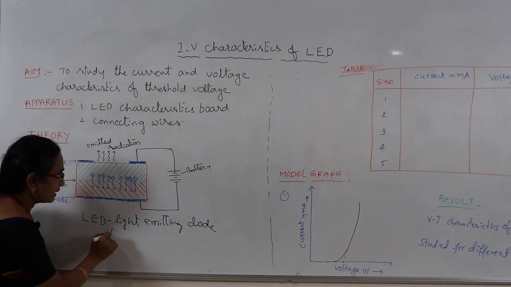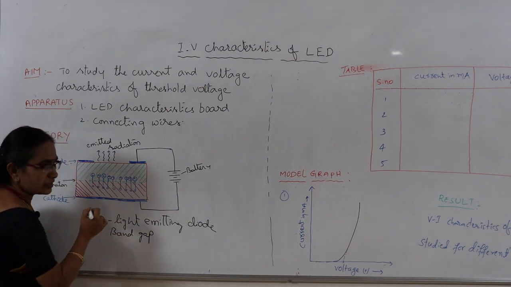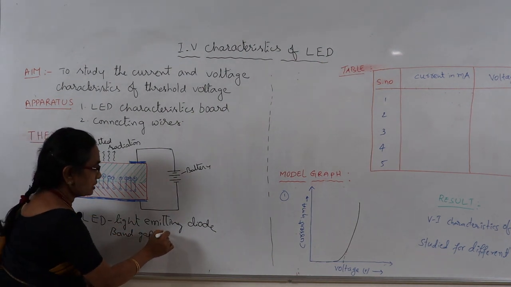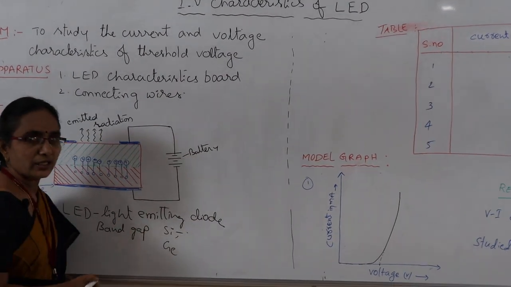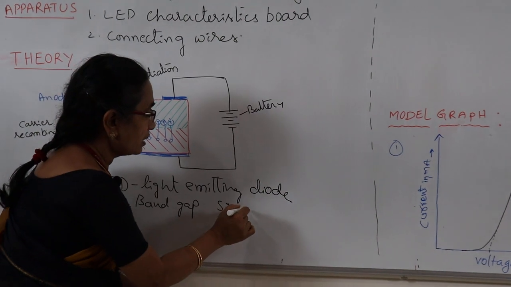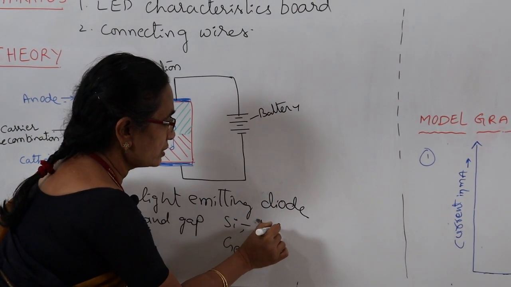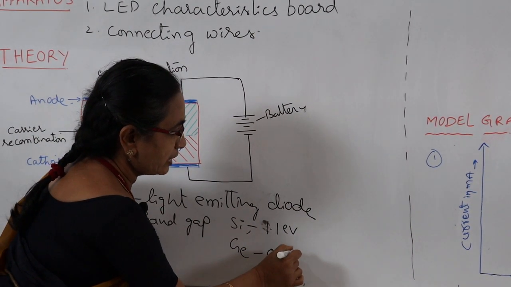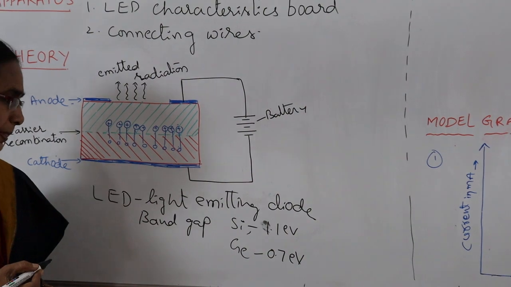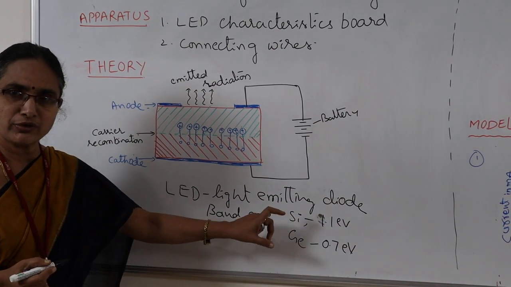That is due to the band gap. The normal semiconductors we get, natural semiconductors like silicon and germanium, have band gaps: silicon has a band gap of around 1.1 electron volts and germanium has a band gap of around 0.7 electron volts. And because of this band gap, they are unable to give out light.